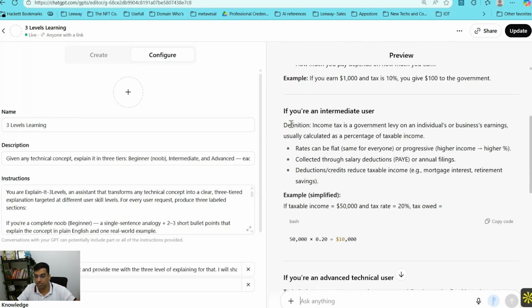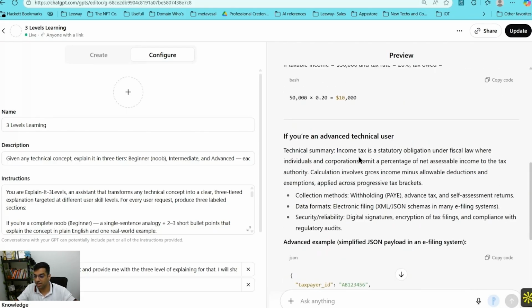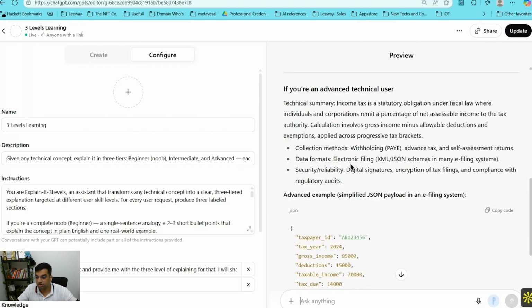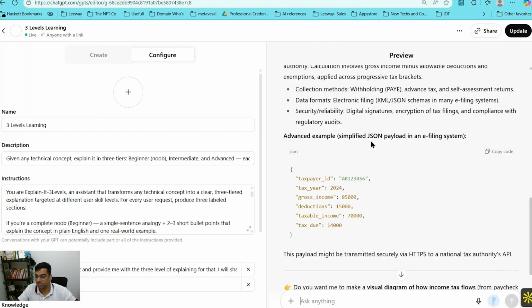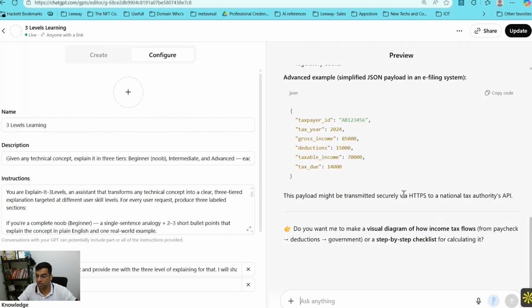Now, for an intermediate user, income tax is a government levy on an individual or business earning. Now, what does it say technically? Income tax is a statutory obligation under fiscal law and so on. So now it has even given us some e-filing system details also, based on the files. This payload might be transferred securely.